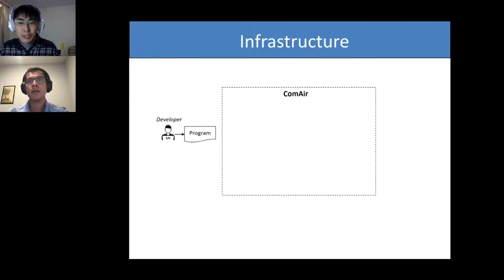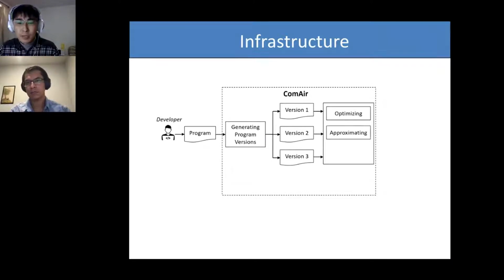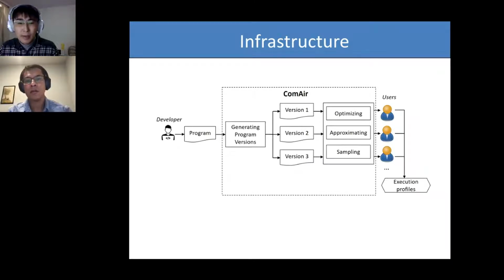Here is the infrastructure of COMAIR in production environment. First, COMAIR takes a program as input and creates multiple program versions. Different program versions have different code constructs instrumented. Second, COMAIR analyzes each program version and conducts code transformation for optimization, approximation, and sampling to reduce runtime overhead. Third, COMAIR analyzes runtime profiles collected by different program versions when they are executed by different end users under different user inputs. Finally, COMAIR computes cost functions for different code constructs based on the profiles, and outputs a ranked list of code constructs in terms of their likelihood of containing performance bugs, and presents the ranked list to the developer.